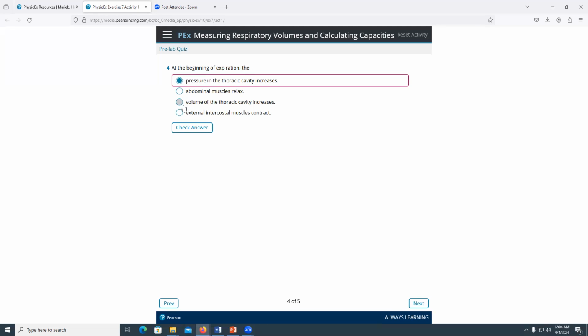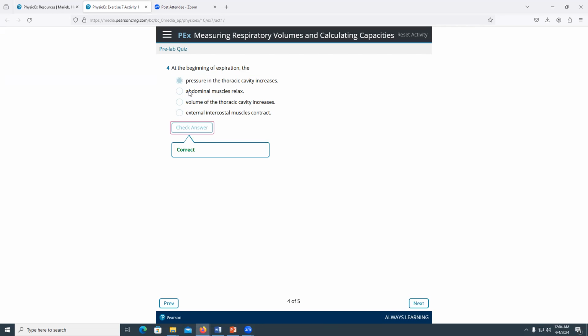The volume of the thoracic cavity would increase. If the volume of the thoracic cavity increased, that means the pressure would decrease, and that means air would go in. So that makes it inhalation, not exhalation. That is wrong. External intercostal muscles must contract. If the external intercostal muscles contract, that means I'm inhaling. That is wrong. So it has to be the first one.